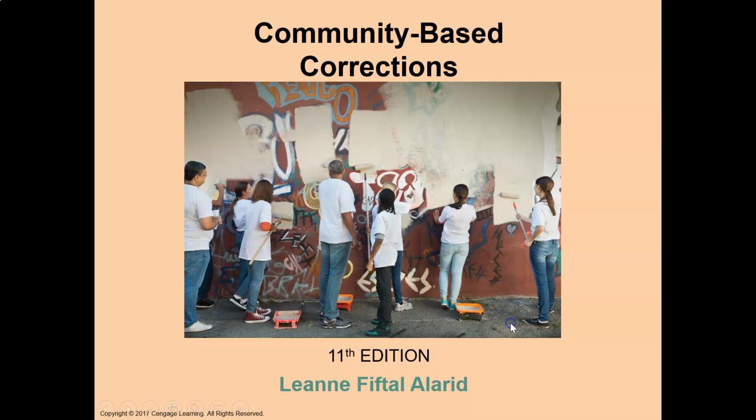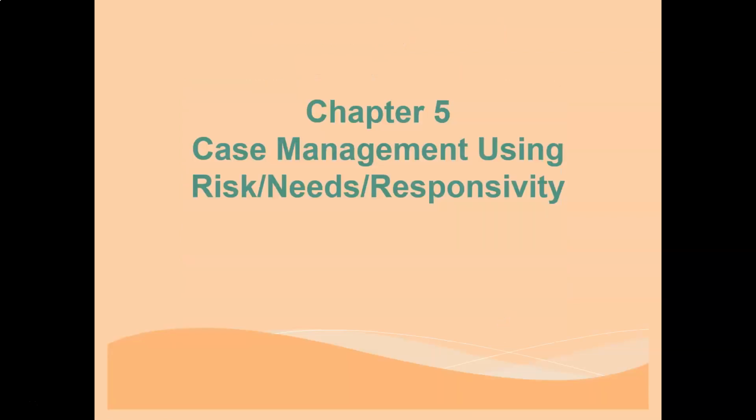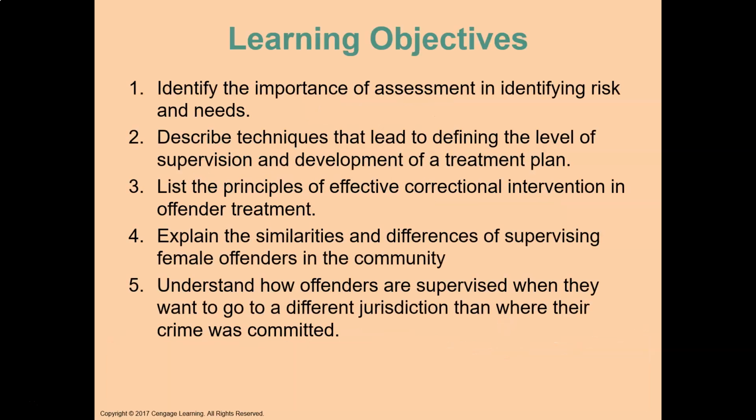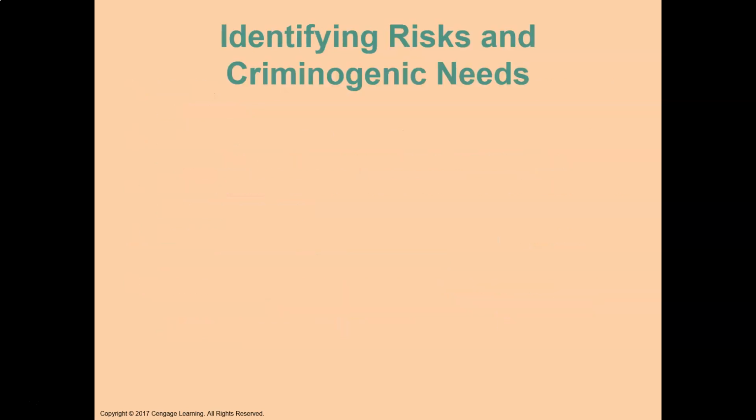All right, Crim 28, let us knock out whatever chapter this is. It doesn't tell me right here. It's chapter 5. Chapter 5, case management using risk needs responsivity. Doesn't that sound exciting? Yeah, it's really not that exciting, but we're going to get through this because I'm sure it's important. Here are all our learning objectives.